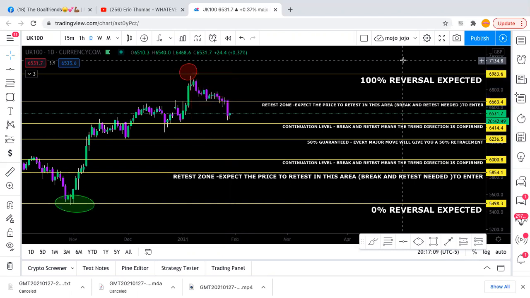Anybody have any questions about this? No, fibs and quarter points, they pretty much do the same thing. If you're going to use fibs, you don't need to use quarter points. If you're going to use quarter points, you don't need to use fibs. Pick one. They both work the same way.